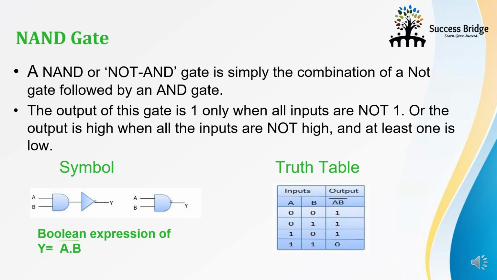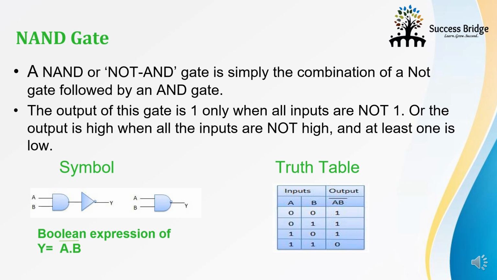If both the inputs are 0, the output is 1. If A is equal to 0, B is 1, the output is 1. If A is 1, B is 0, the output is 1. If both the inputs are 1, 1, then the output is 0. This is the Boolean expression of the NAND gate: Y is equal to A dot B, whole bar.